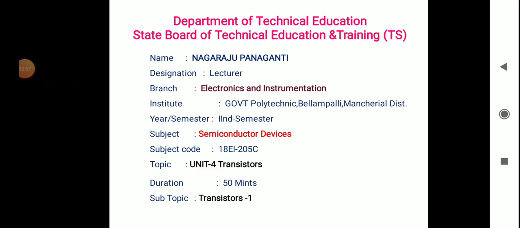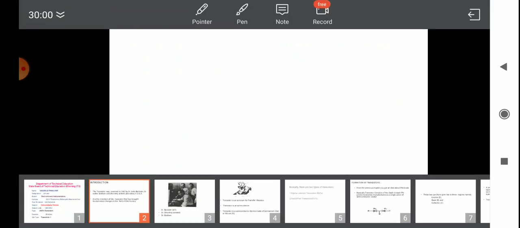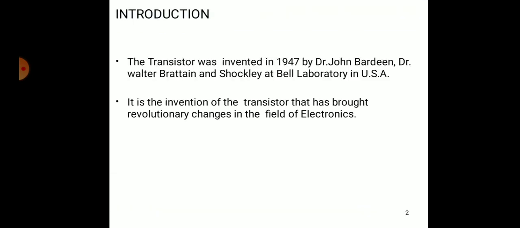Now we try to discuss this transistor in detail. So, introduction to the transistor. What is a transistor and so on. The transistor was invented in 1947 by Dr. John Bardeen, Dr. Walter Brattain and Shockley at Bell Laboratories in USA. So that is the invention in 1947.